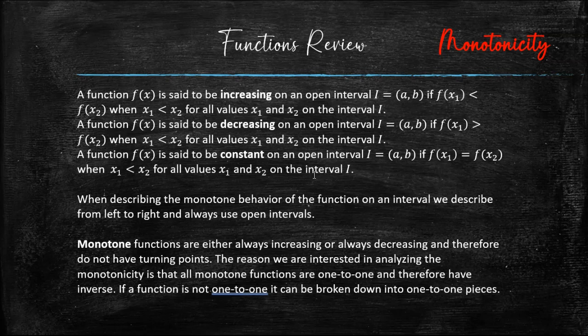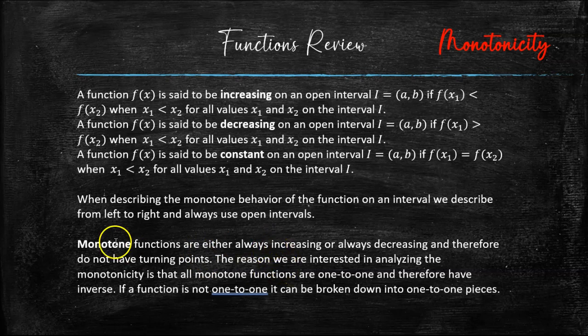And functions that are only increasing or only decreasing are called monotone. And if the function is not monotone, it may have turning points, or it may change the behavior at a vertical asymptote. And why are we interested in monotone functions? Because monotone functions are one-to-one, and if a function is not one-to-one, it can always be broken down into one-to-one components, and each component can be analyzed individually.